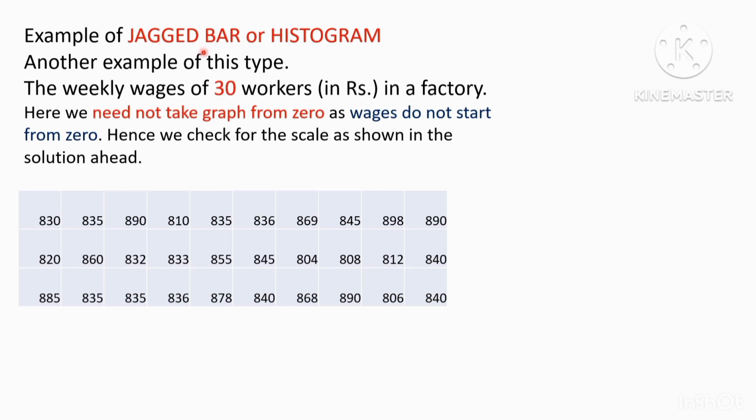So here is another example of a histogram: weekly wages of 30 workers in rupees in a factory. We need not start the graph from 0, as the wages do not start from 0, so we check the scale as shown in the solution ahead. We look at the wages of 30 workers, 830, 835, 890, 810 and so on, and we will check how a scale is selected and how the histogram is drawn in the solution given ahead. Just have a look at this.